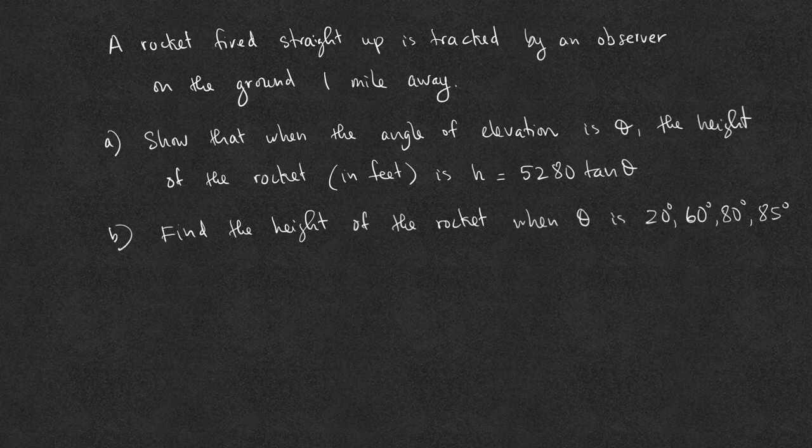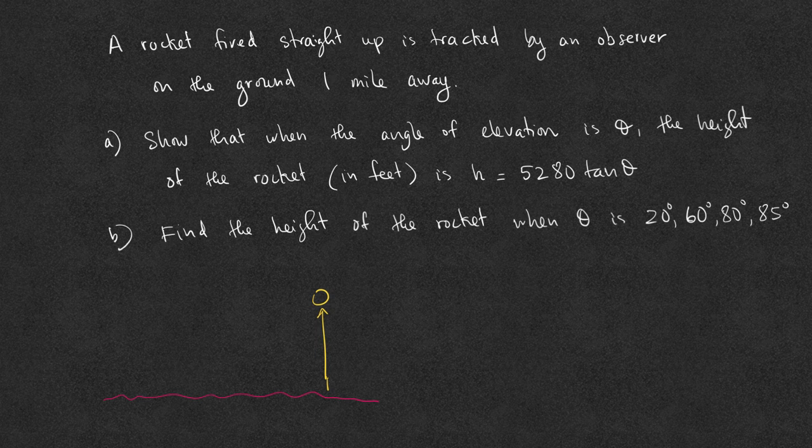A rocket fired straight up is tracked by an observer on the ground 1 mile away. Show that when the angle of elevation is theta, the height of the rocket in feet is h equals 5,280 tangent of theta. Find the height of the rocket when theta is 20 degrees, 60 degrees, 80 degrees, and 85 degrees. We assume that this is the ground level and the rocket is fired up from the ground.